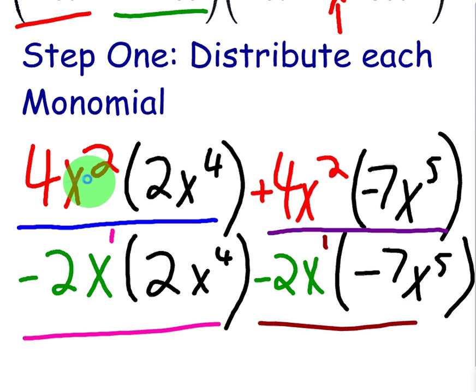So if you think about it, if you're multiplying a binomial times a binomial, once you multiply and distribute, you should have 4 terms, or 4 different multiplication problems.